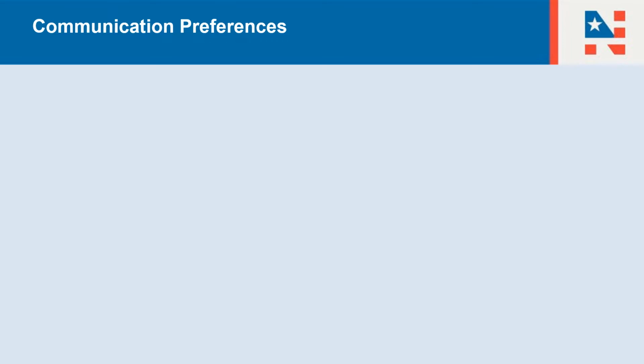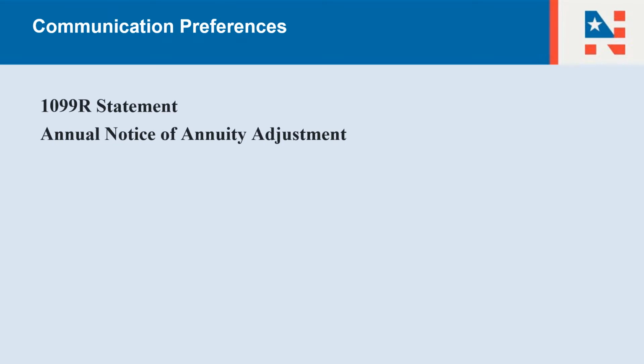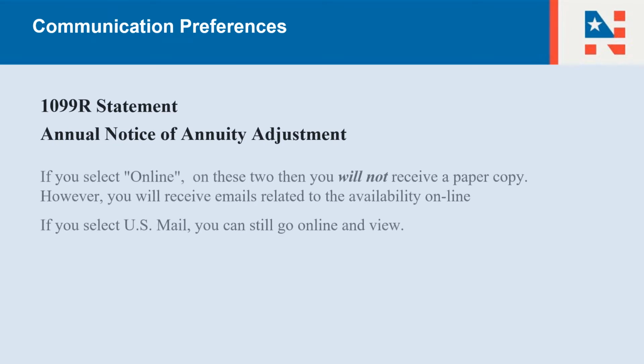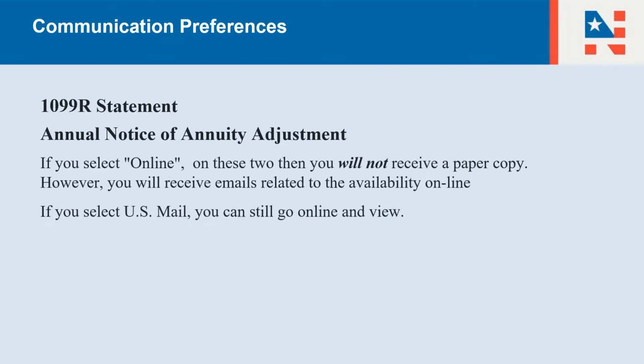Your communication preferences dictate how you will receive communications. Your selections are the 1099-R statement and the annual notice of annuity adjustment. If you select online on these two, then you will not receive a paper copy. However, you will receive emails related to the availability of your statement in Services Online. If you select U.S. Mail, you can still go online and view.